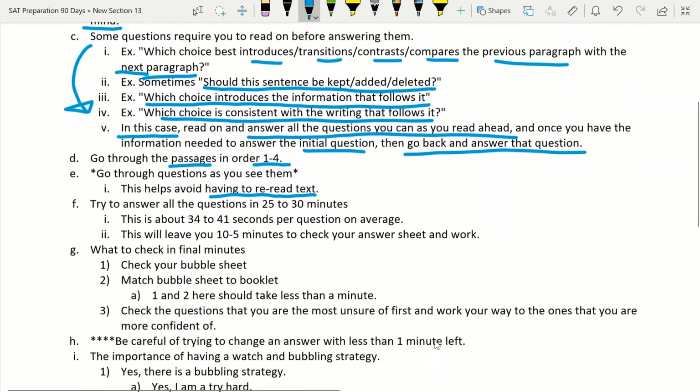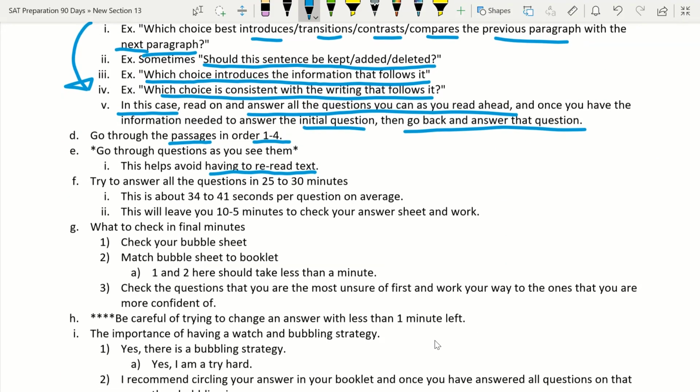Now, you also want to try to answer all the questions in about 25 to 30 minutes. So here's the reason. You have a total of 35 minutes on the SAT Writing and Language section, but you want to answer all the questions in 25 to 30. Now why is that? Well, first of all, obviously this is going to give you a little bit less time on average per question. You have about 34 to 41 seconds per question on average this way. But what this will do is it will give you 10 to 5 minutes at the end to check your answer sheet and compare it to your test booklet.